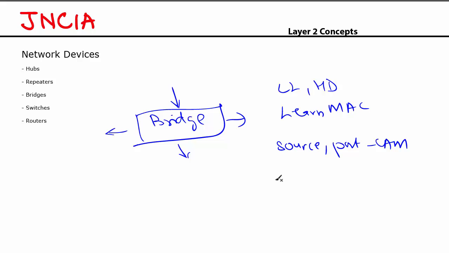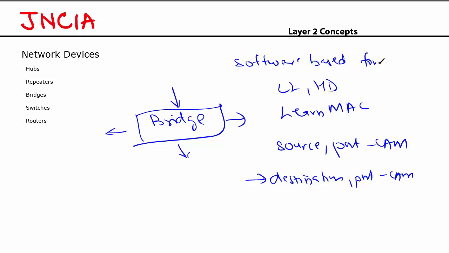Once the destination replies, it is then going to add the destination MAC address and the port into its CAM table. So the next time the bridge receives a frame for this destination, it's going to forward that only out that port. And frame forwarding on a bridge is software based forwarding. Excuse my handwriting, I know it's really bad. So a bridge does software based frame forwarding.